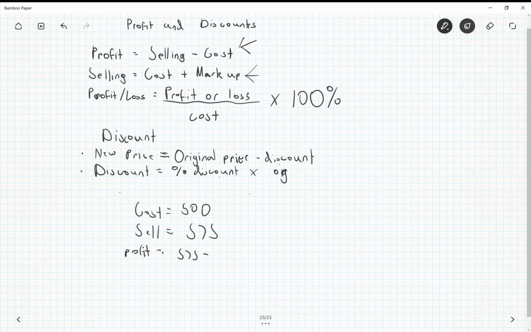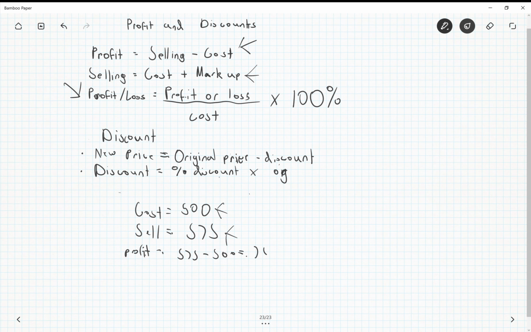So this is going to be how to find the percentage profit or loss of something. Sorry, I forgot to write percentage, but I think you can tell. The way we figure this out is, let's say something cost us $500 right here, and the selling price is $575. Well, what would you do? To find the profit, it would be $575 minus $500. That would be the first step.